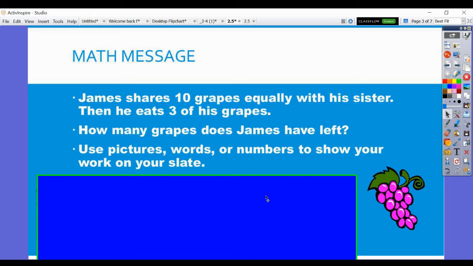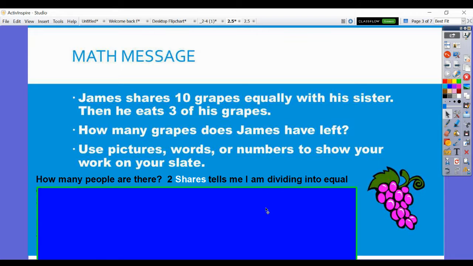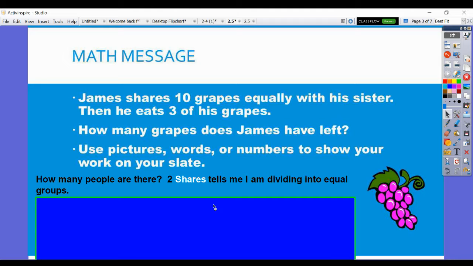So let's take a look at what the problem is asking us. James shares 10 grapes equally with his sister, and that tells us right away that if James is sharing his grapes, he's going to be dividing them. And how many people are there? Well, there are 2 because it's James and his sister. And sharing tells us that I'm dividing it into equal groups.